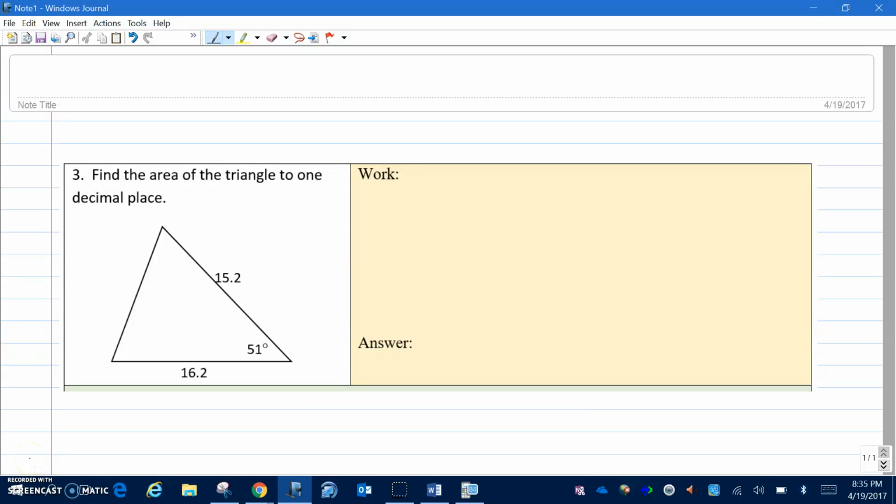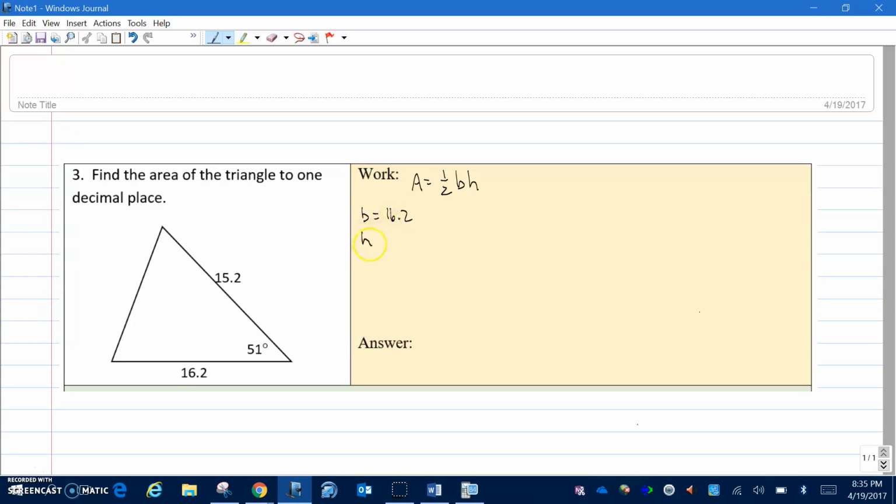Okay, class, we're going to go ahead and find the area of this triangle. As you know, the area formula for a triangle is 1/2 base times height. In this particular problem, the base is very easy. Our base is 16.2.